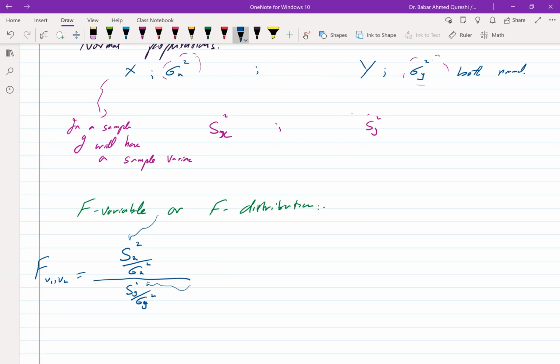So how are we going to use this? So first of all, this distribution has two subscripts. So nu one is the numerator degrees of freedom, and nu two, the second one, is the denominator.